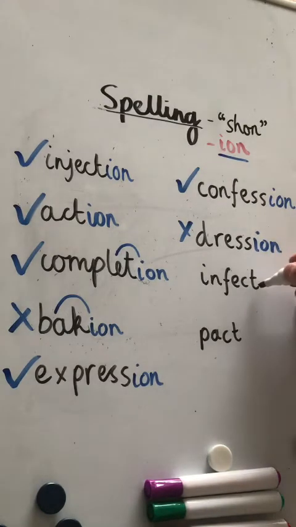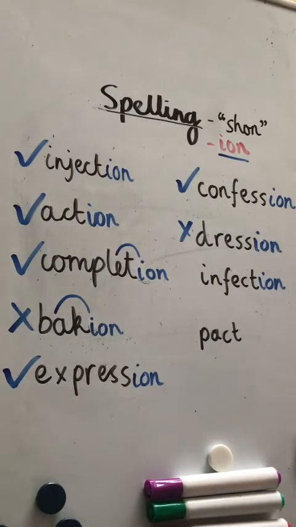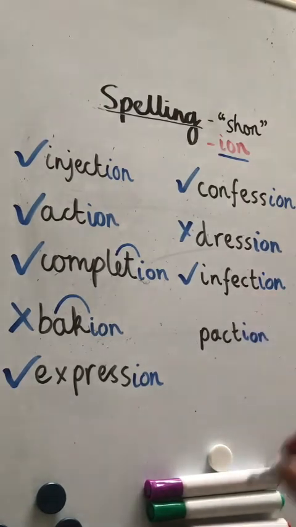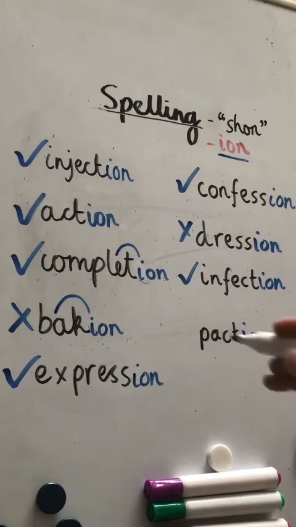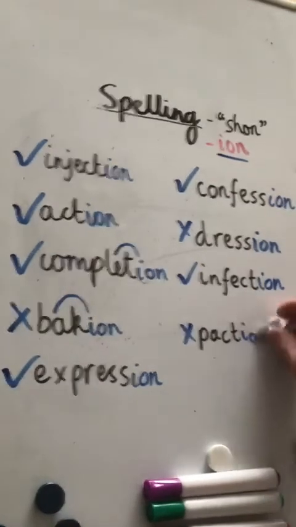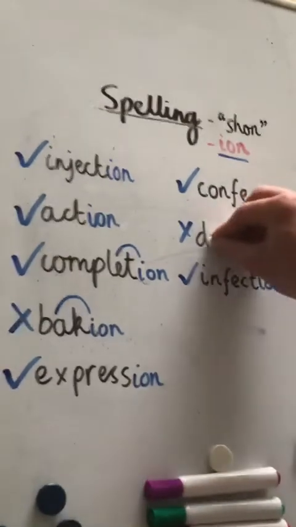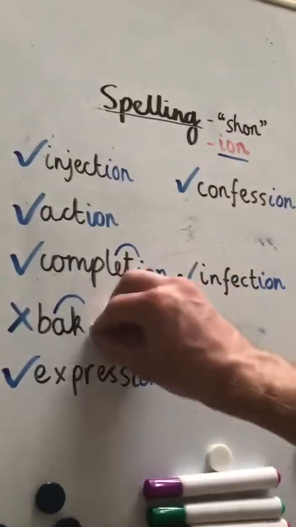Infect. It's got a T. So all I need to do to that is add I-O-N. Infection. I like the sound of that one. Pact. So if you have a pact with somebody, if I add I-O-N straight on the end of that, because it only has a T. Paction? No. I don't like the sound of that one. So what I'm going to do, so nobody gets confused, I'm going to get rid of the ones that don't work. So on my board, I only have the words that do work.